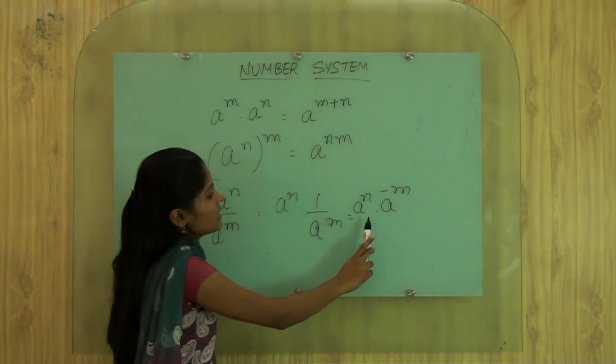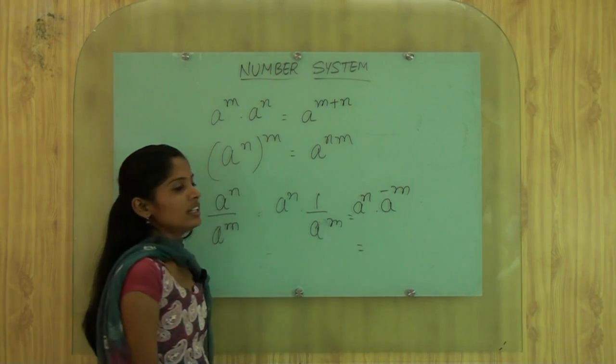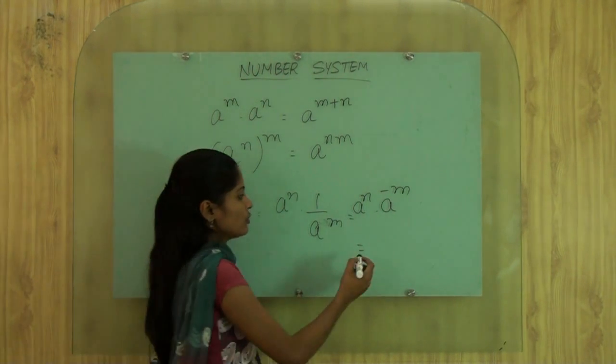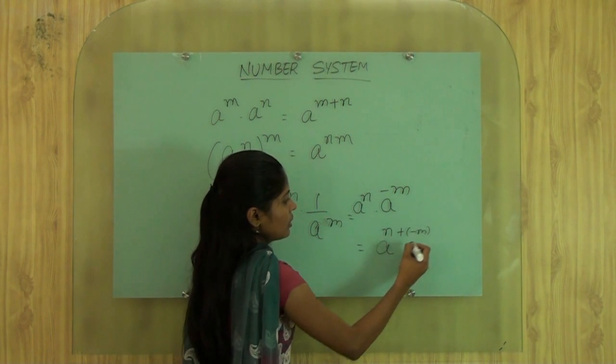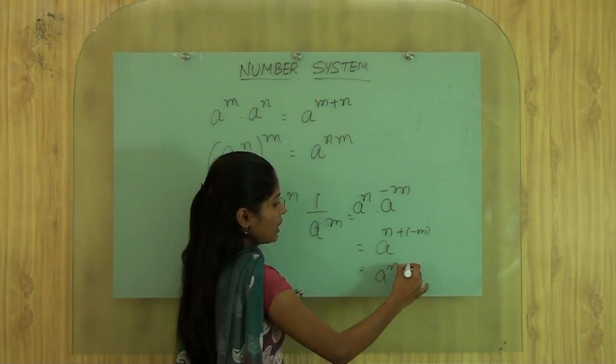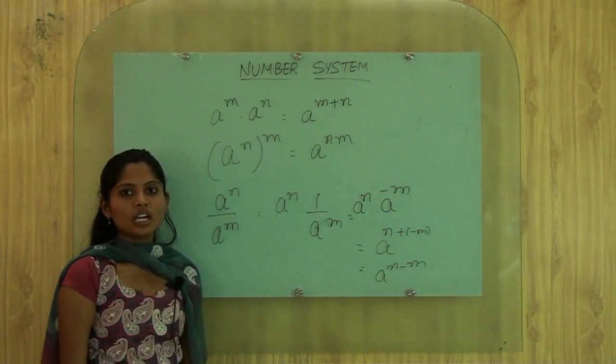If you have the base same and the exponents are different, then you can add them. So if you add it, then it will become n plus minus m, which is equal to a power n minus m. This is one law.